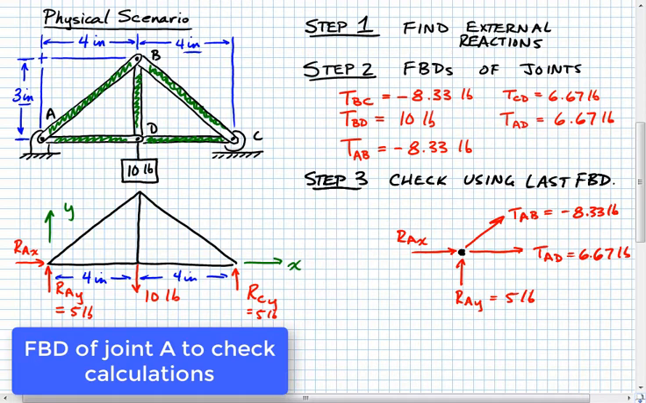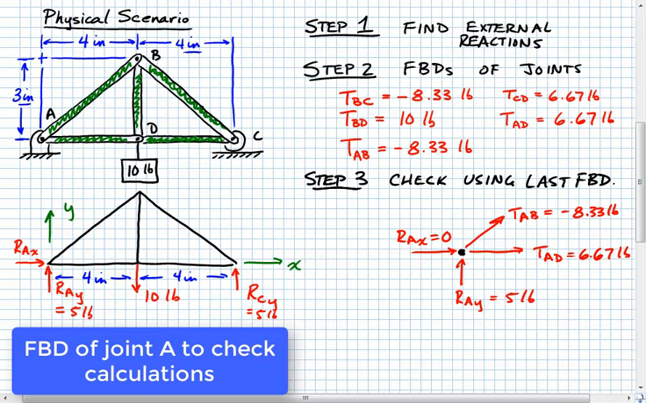And RAX, actually, we didn't really do this, but if you had done a sum of forces in the x direction on the free body diagram that we did of the entire structure, you would have found that RAX is just equal to 0 because we have no external forces acting in the x direction, and so RAX doesn't have to react against anything.